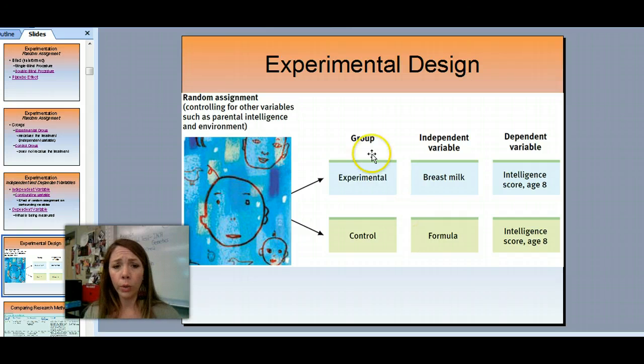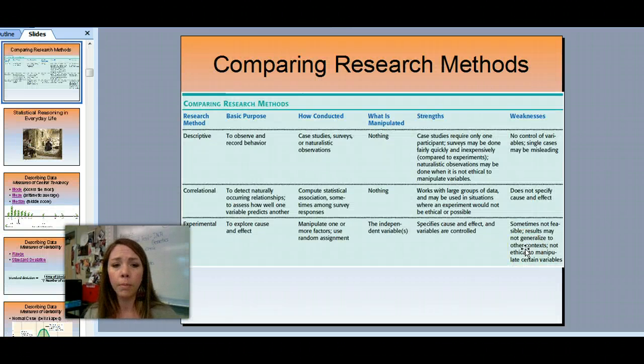Remember that. So here's just an example. The experimental group is getting breast milk, the control is getting formula, and I'm measuring the intelligence. Descriptive, correlational, the types of stats.